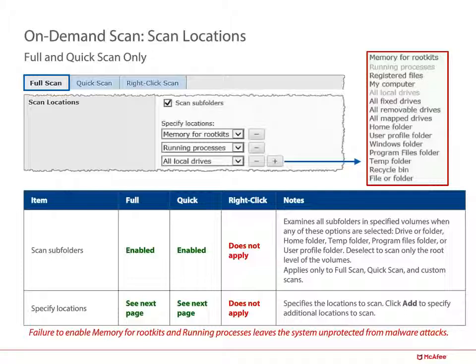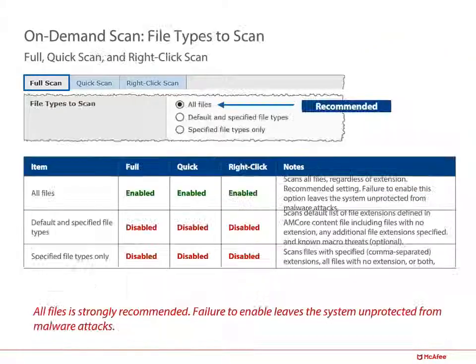Just understand, if you do not scan the memory for rootkits and the running processes, that can leave your system unprotected against malware attacks. In the section for file types to scan, it's the same as what we have for the on-access scanner, but you configure the settings for full, quick, and right-click scan. Notice that all files is enabled for all 3 types of scans, and all files is always strongly recommended.